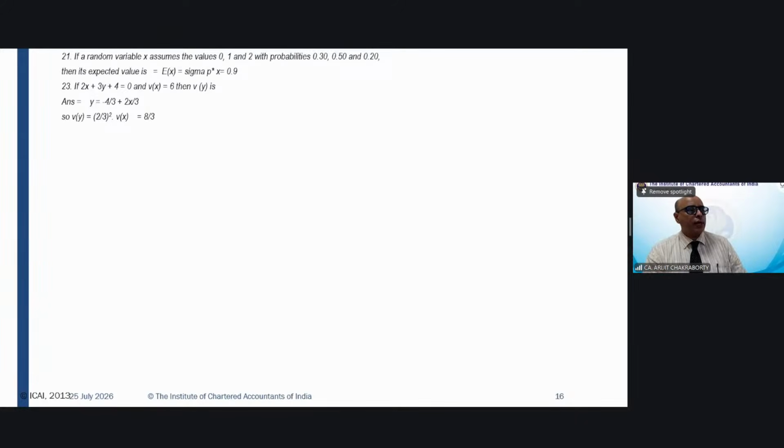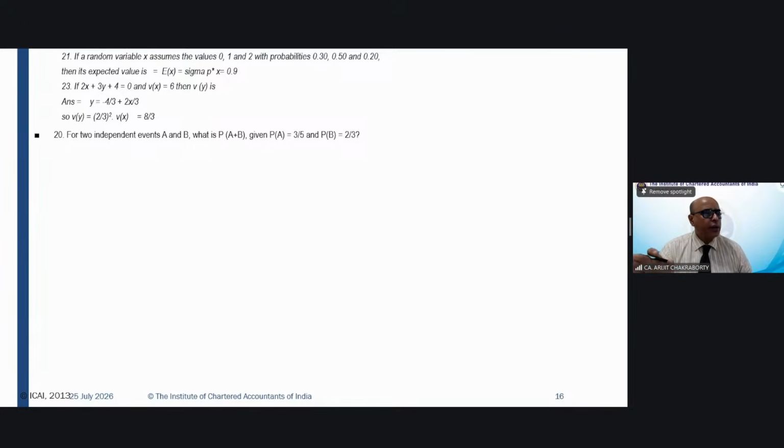21st question: if a random variable X assumes 0, 1, 2 with given probabilities, what is the expected value? Well, the expected value is very simple. Just multiply the corresponding value with the probability, because the expectation of X is sigma P into X, where P is the probability and X is the corresponding values.